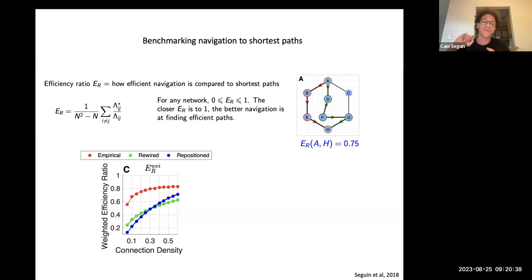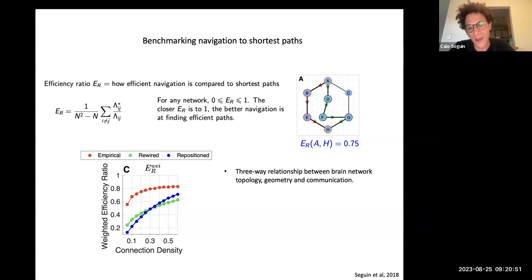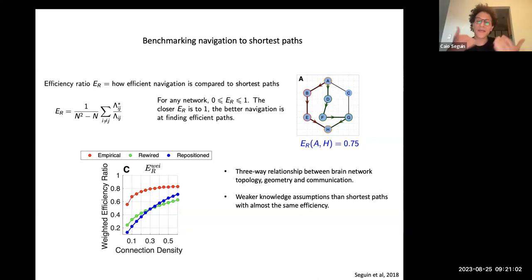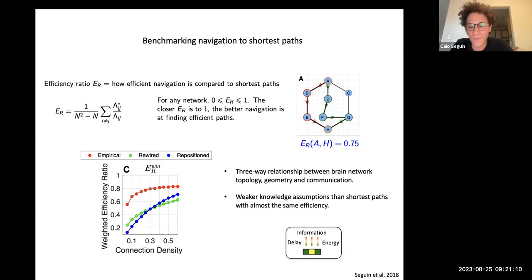Bearing in mind that shortest paths achieves its efficiency knowing the entire network topology of how 200 nodes are connected and all of the weights of all of the connections. And navigation only knows this distance between nodes. So we thought this was cool because it provided this kind of 3-way relationship between topology, geometry, so the spatial embedding, and communication. And with weaker assumptions about what information is available to nodes, we could send these messages with almost the same efficiency.